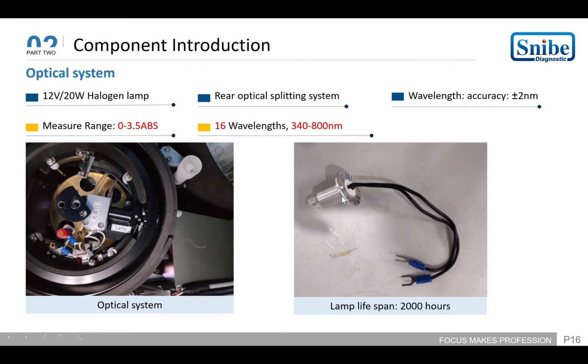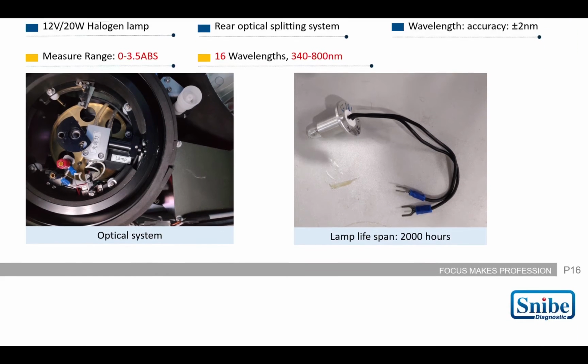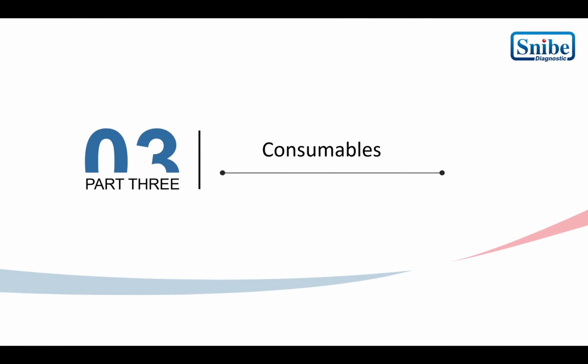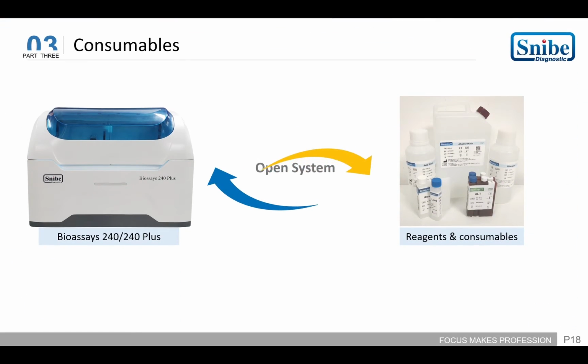And the next part, we will talk about the consumables. As we all know, the process system is an open system. That means we can use other reagents or other consumables. The other company also can use ours. So now we will talk about the consumables.